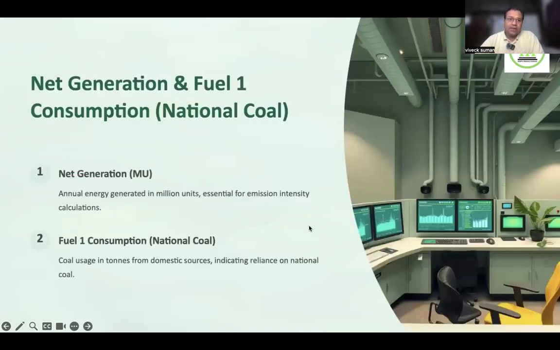Okay. Now, next is net generation and fuel consumption, which is national coal. For example, net how many millions of units they are generating there. And this will again help you in the emission intensity calculations. Clear? So the annual energy generated in that particular power plant will be reflected here.